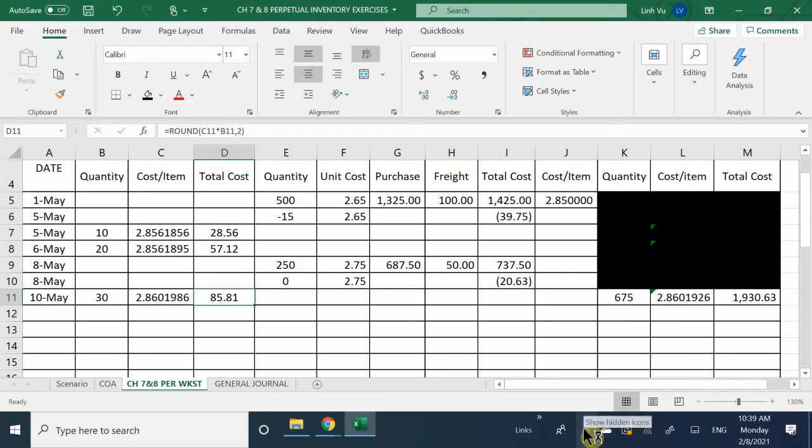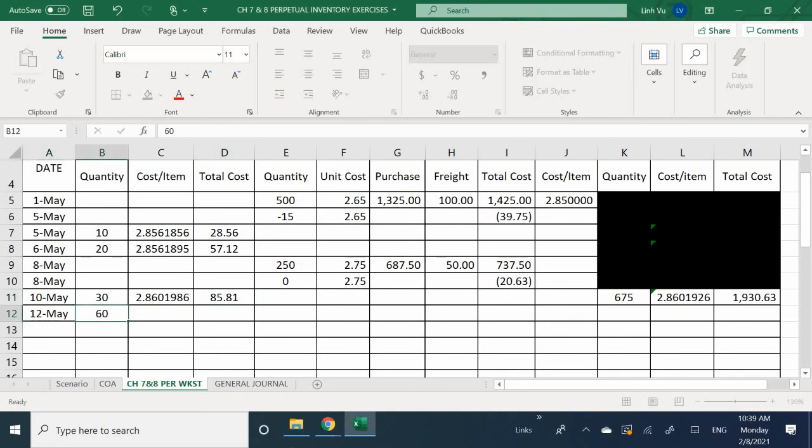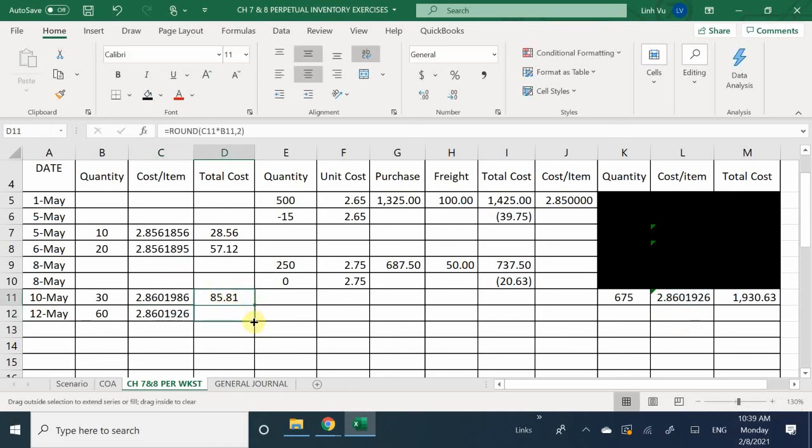Okay, if I sold a total of 60 mugs, right? So date here is 5/12. I sold a total of 60 mugs at what cost per item? 2.8601926. Okay, and then last, so what's my total cost of goods sold here? 171.61. So therefore, let's update our inventory.